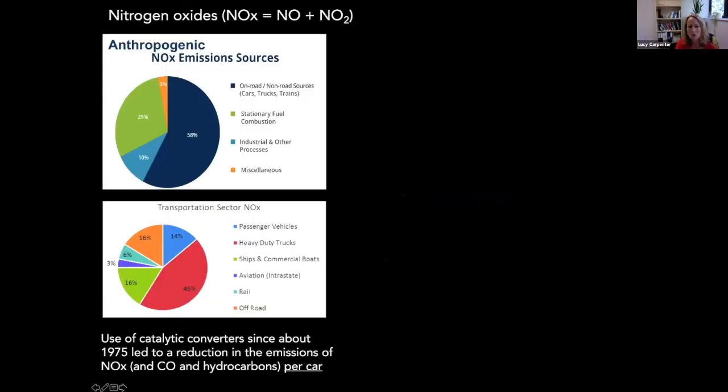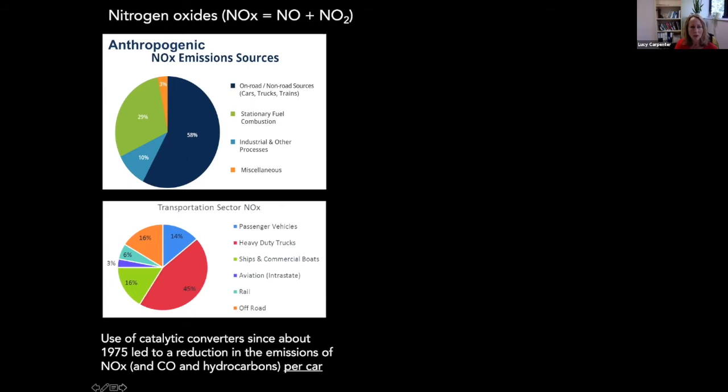Turning to NOx, so NOx does have some natural sources: lightning, soils and biomass burning. But in terms of anthropogenic sources, the main sources are cars, trucks and trains. It also has a source from energy use as well. And of the transport sector here, the main contribution is from heavy duty trucks. Passenger vehicles are a lower source.